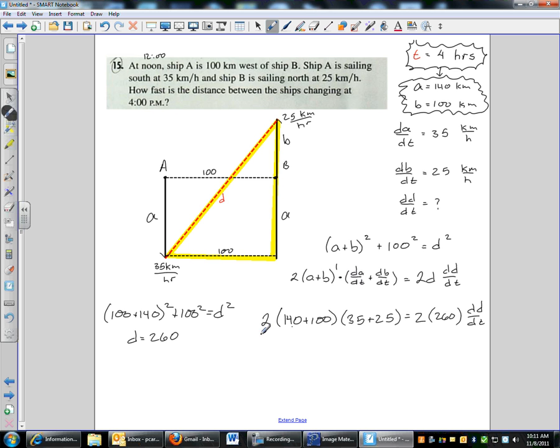Yeah, so that'll be 2 times. Now I'm pretty smart, so I'm going to go ahead and say 140 plus 100 is 240. And 35 plus 25 is 60. And we'll divide that by 2 times 260. And that is my dD/dt.